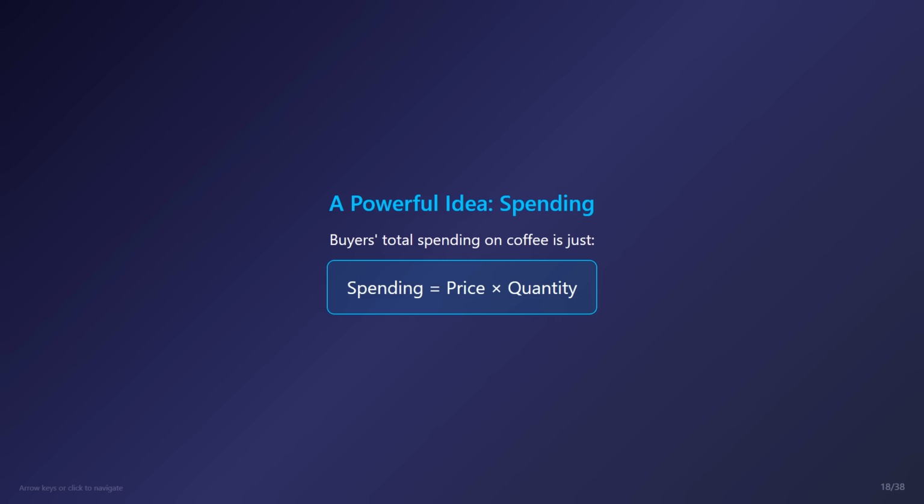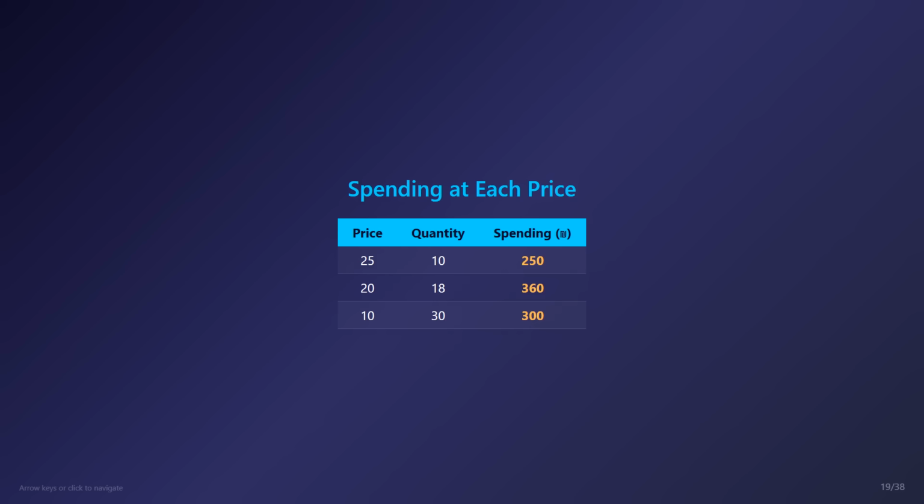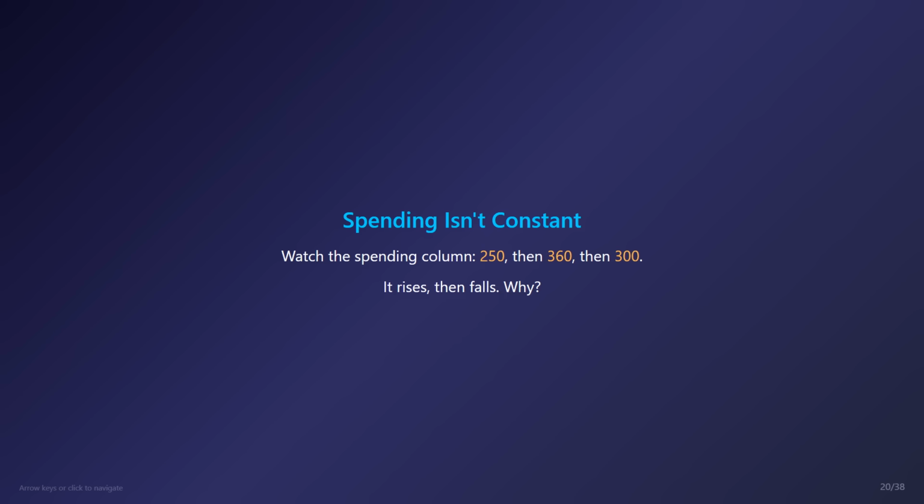The buyer's total spending on coffee is simply the price times the quantity they buy. Price times quantity gives total spending in the market. Let's compute spending at each price. At 25 shekels times 10 packs, that's 250 shekels. At 20 times 18, 360. And at 10 times 30, 300. Look carefully at that spending column. 250, then 360, then 300.